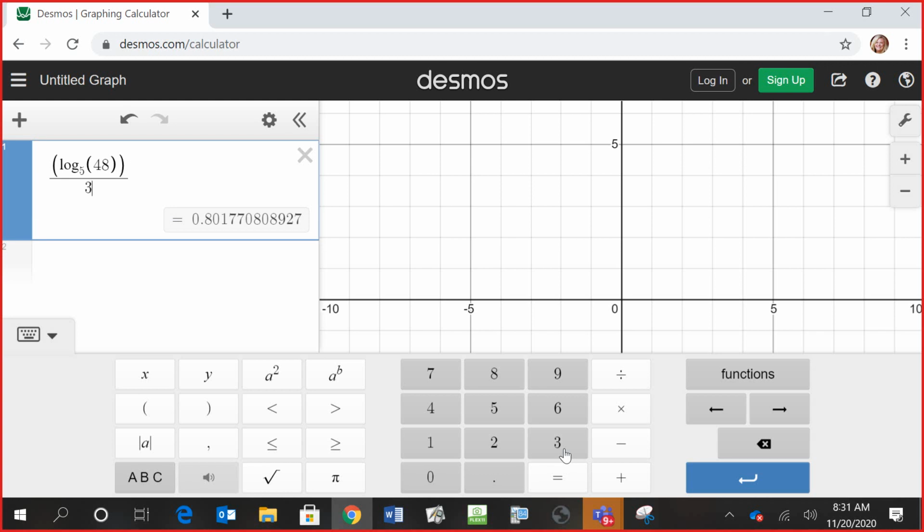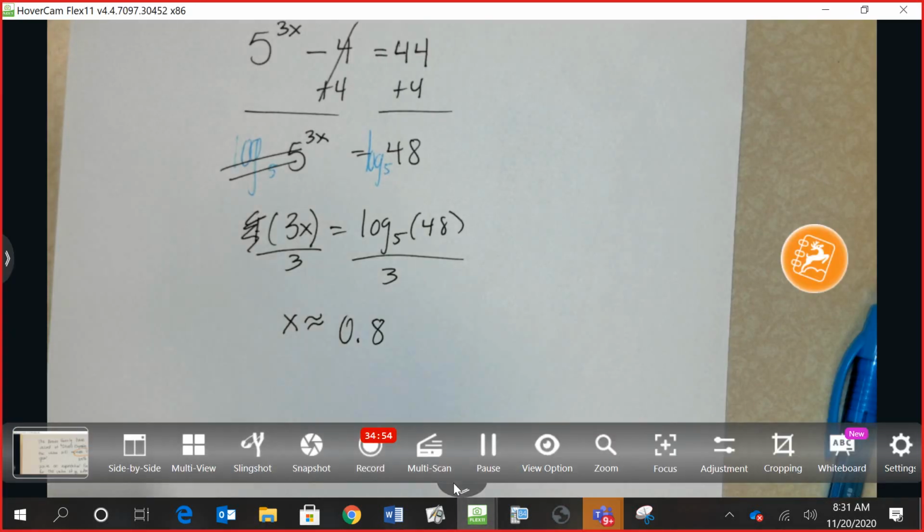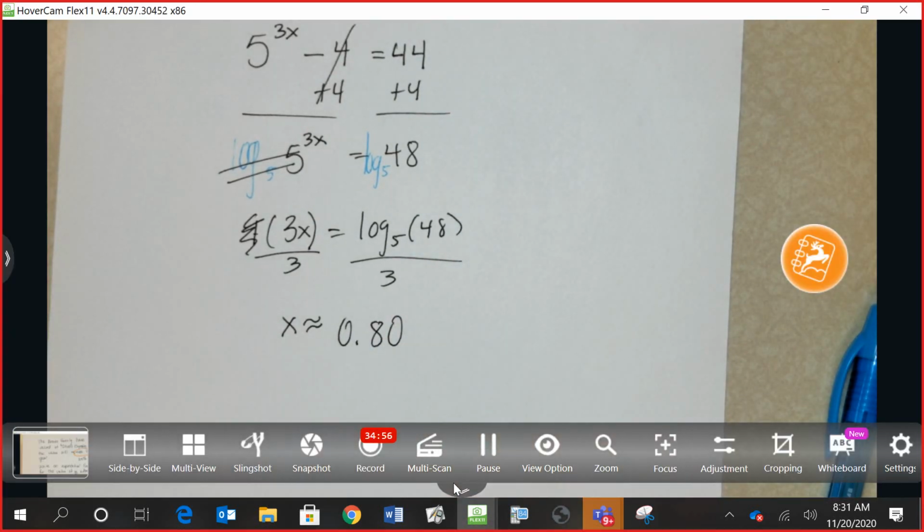And now to round this to the nearest hundredth, it's going to be 0.8. Now is it just 80 or is it 81? Does it round up? So I go to the second place, think about that, and I look behind it. It says stay the same. So this particular answer would be approximately 0.80.